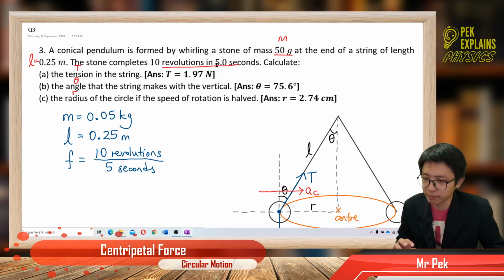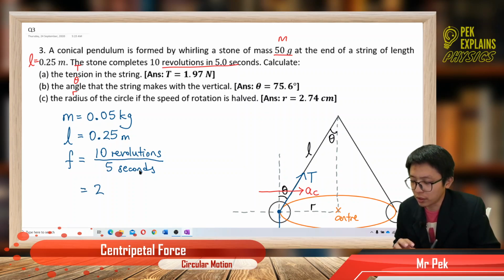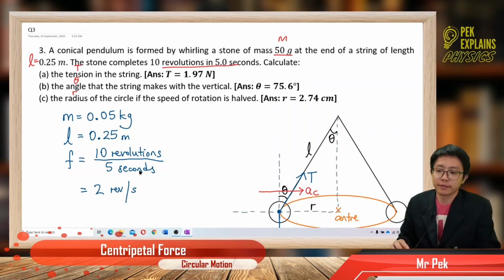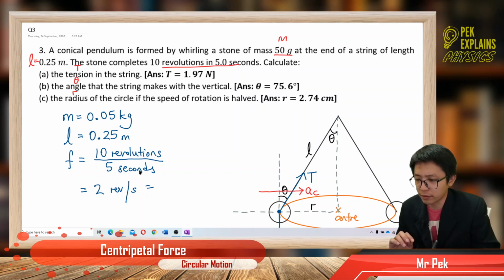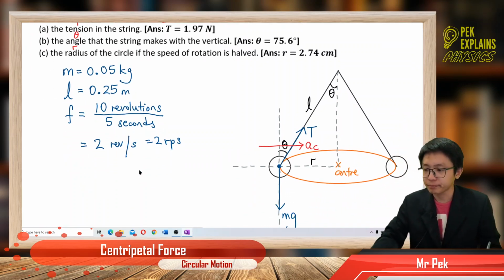10 revolutions in 5 seconds, we can find frequency. You just take 10 revolutions divided by 5 seconds. So what do we get? We will get 10 divided by 5, get 2 revolutions per second. Or you also can write as 2 RPS. 2 revolution per second.